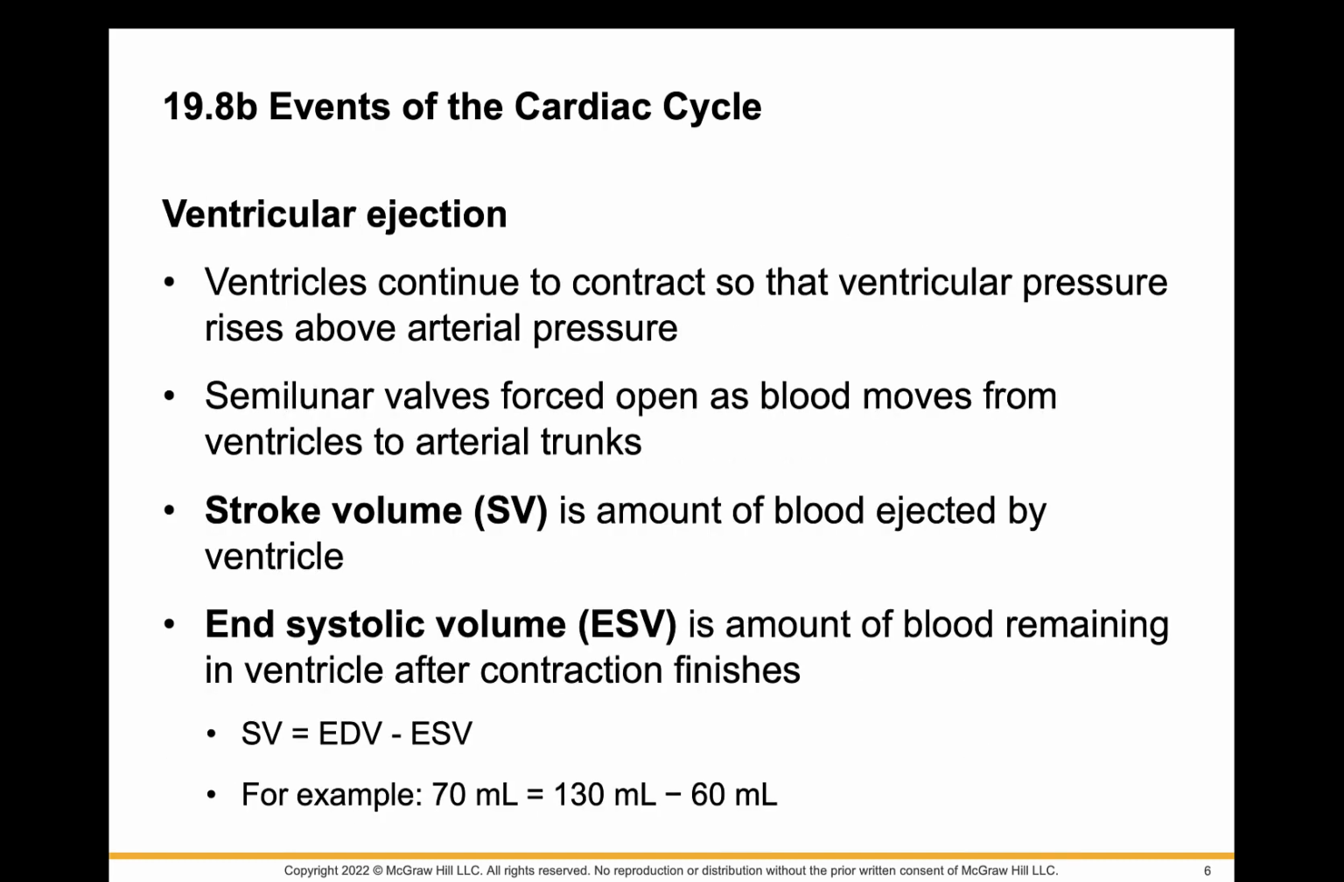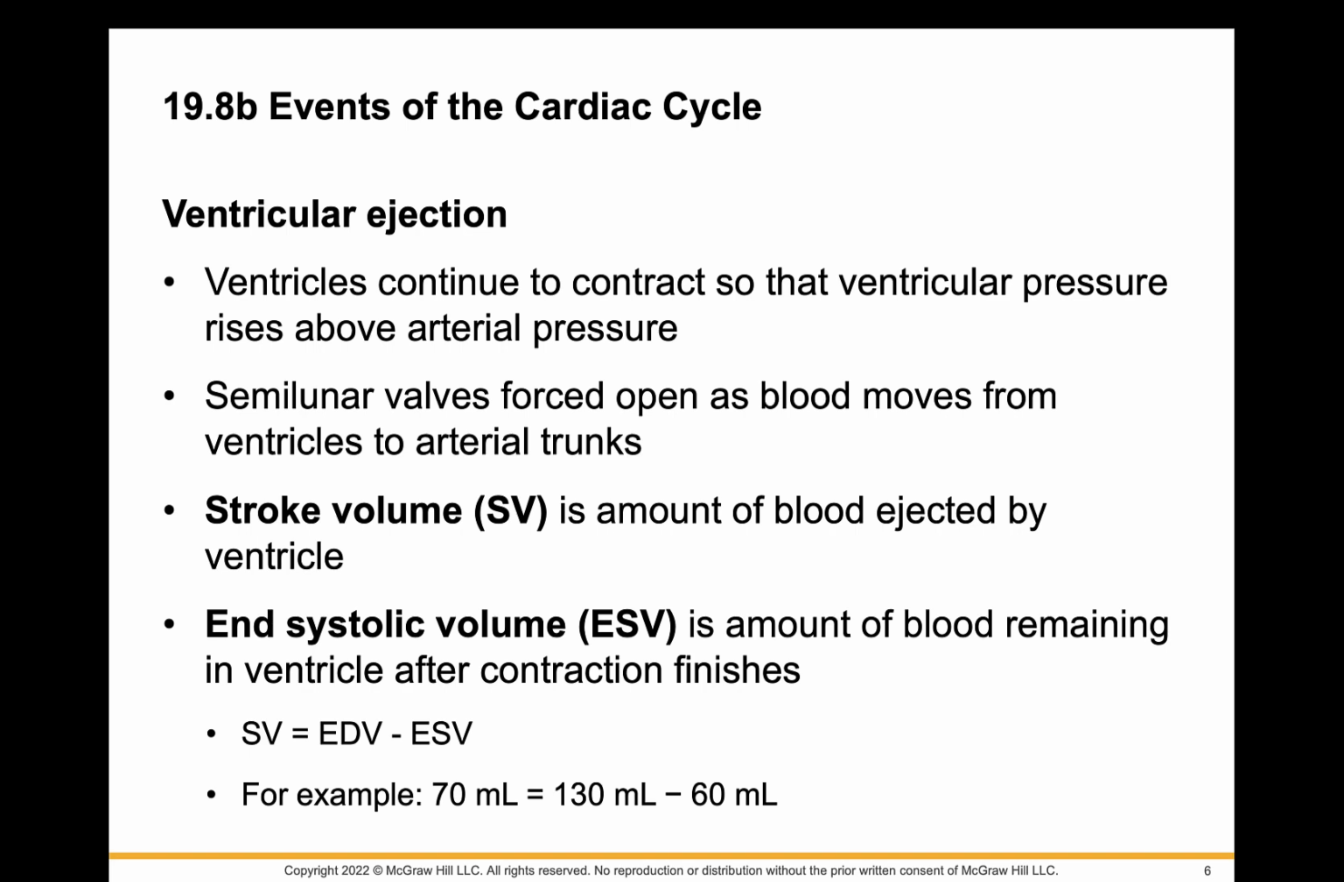As the ventricles are continuing to contract, we get to the point where ventricular pressure is greater than the pressure within the aorta. Now comes the ejection phase. Pressure in the ventricles is now high enough to force open the semilunar valves, and it will continue to contract, and blood will be forced from the ventricles into the aorta.